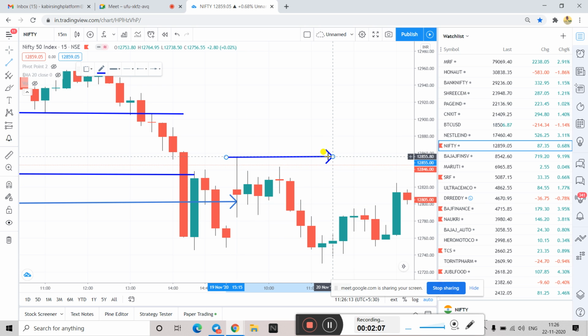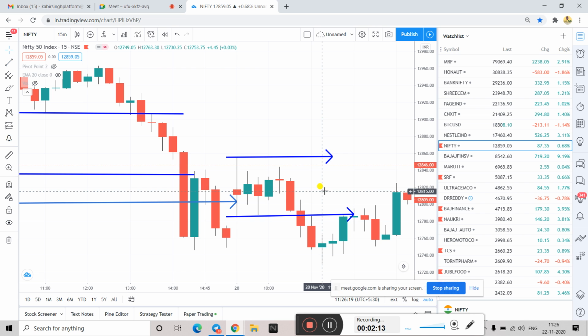If you are going on the buy side, for example, here, this is the open range which I have drawn, and the breakout is on the downward side, so you'll be buying a PE in this case. You buy the immediate next PE which is available.